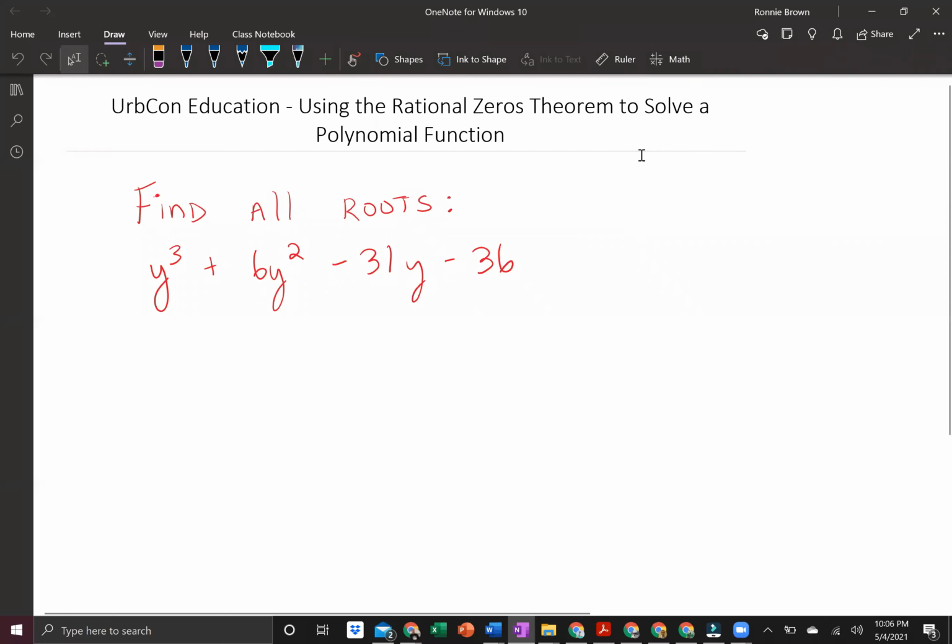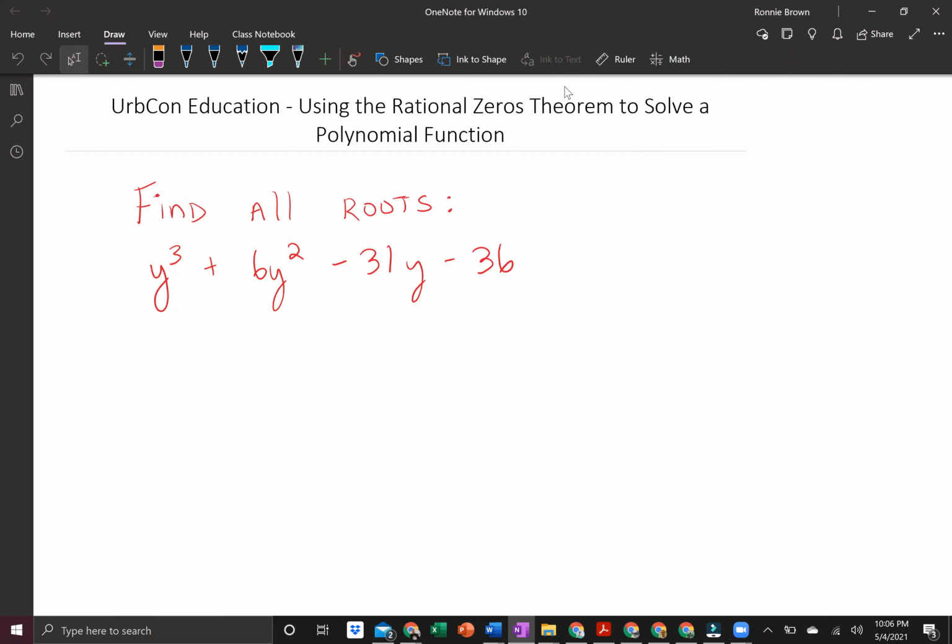All right, in this mini lecture, we're looking at this polynomial function with hopes of solving it. So we're looking at y to the third plus 6y to the second minus 31y minus 36. So in looking at this, it's a cubic function.